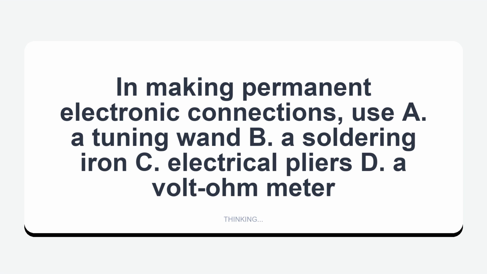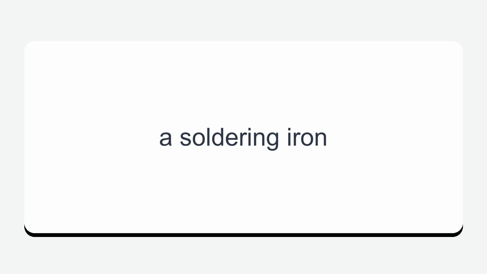In making permanent electronic connections, use A. A tuning wand. B. A soldering iron. C. Electrical pliers. D. A voltmeter. A soldering iron.